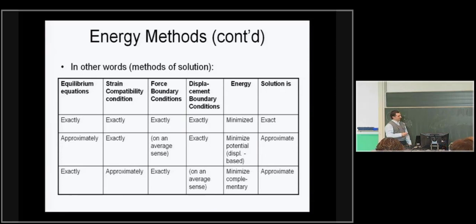Now I choose to invoke energy minimization here to eliminate one of these columns. So if I satisfy equilibrium equations approximately, that means I'm doing a displacement-based solution and I satisfy exactly my strain compatibility, I definitely need to impose the boundary conditions on displacements to be satisfied exactly. Minimizing the energy will do two things. It will satisfy approximately my equilibrium equations and will satisfy my force boundary conditions in an average sense. That is, point by point, you might not get a force being zero at some location, but if you were to integrate at that location through the thickness, you would find that that integral is zero.